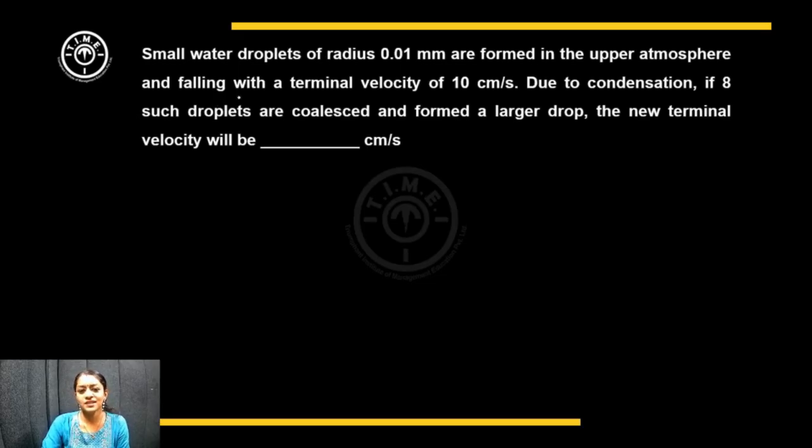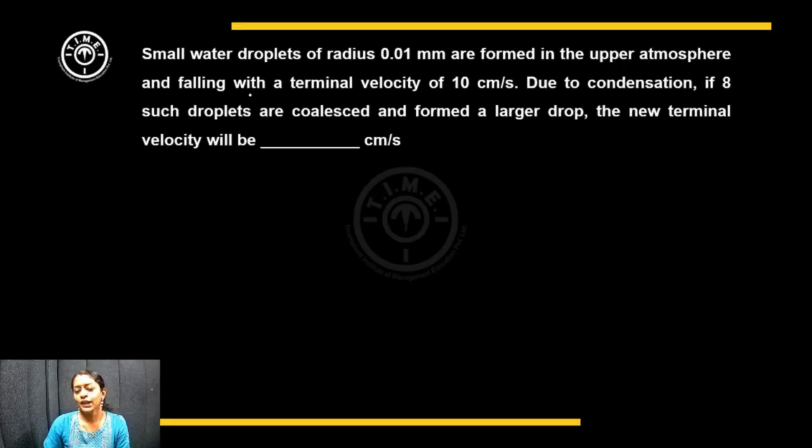So read the question. Small water droplets of radius 0.01 millimeter are formed in the upper atmosphere and falling with a terminal velocity of 10 meter per second. Due to condensation, if 8 such droplets are coalesced and formed a large drop, the new terminal velocity will be dash centimeter per second. So, before moving to the question, let me tell you something.